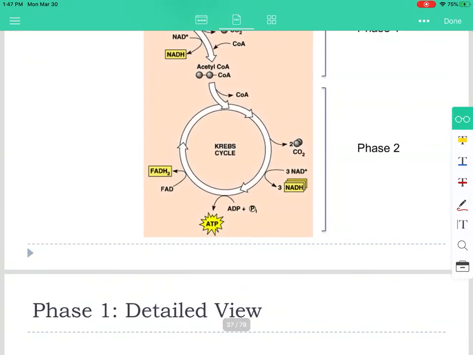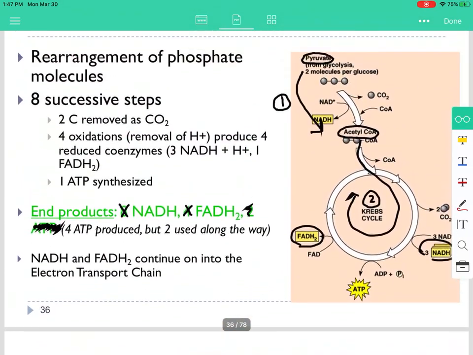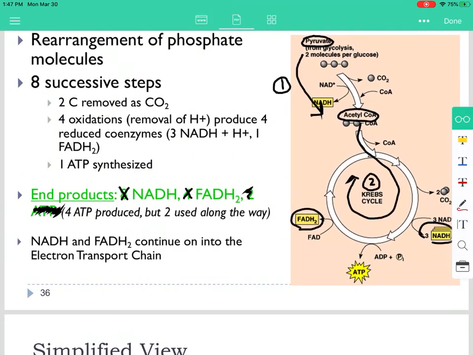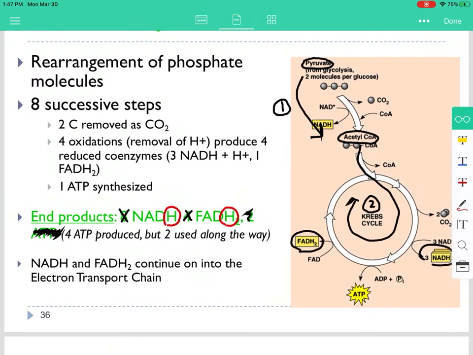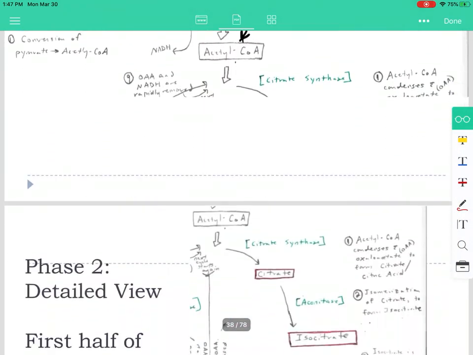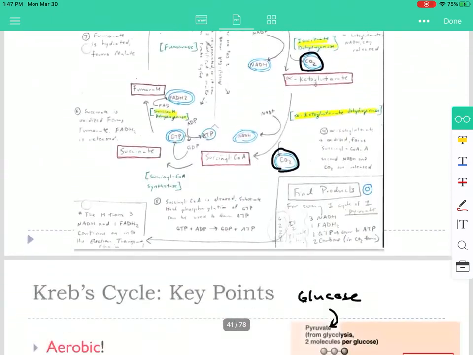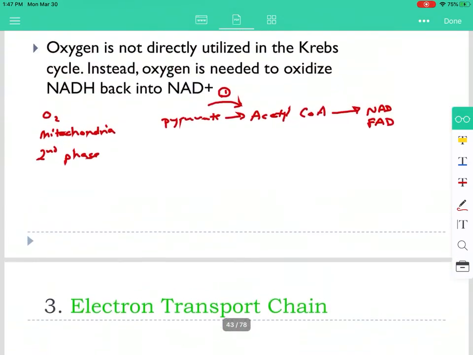Actually, let's just go back for 1 second, because I want to make sure that we're specific. We've been talking about both. Let me go all the way back. Part of this process, you're going to see NADH, FADH, but there's also NAD and FAD. What I want to point out is that the end products of the Krebs cycle have the H on them.